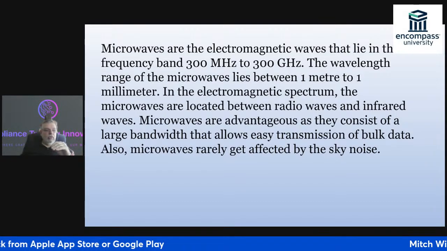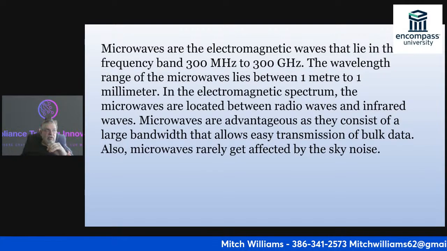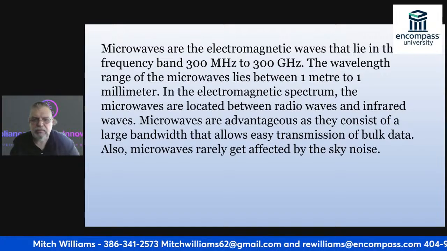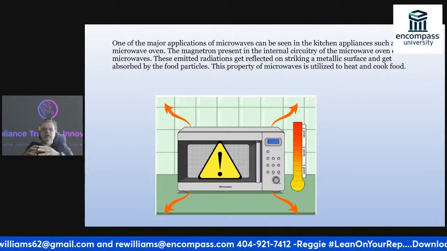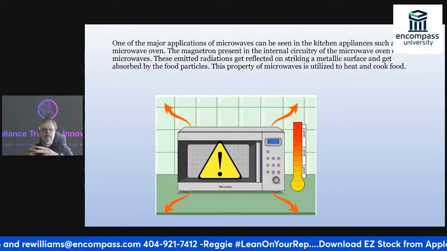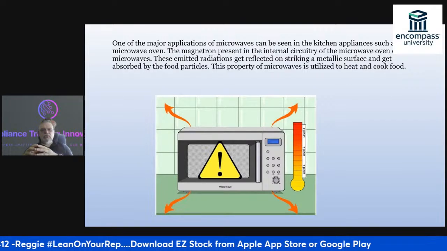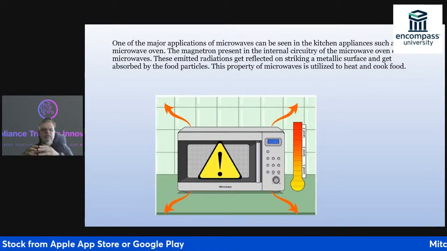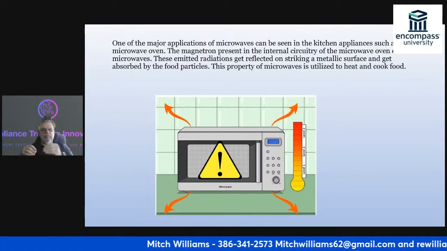So this is why a microwave does what it does. That's why they came up with the microwave. One of the major applications of microwaves can be seen in kitchen appliances, such as a microwave oven. The magnetron present in the internal circuitry of the microwave oven is the source of the microwaves. These emitted radiations get reflected on striking a metallic surface and get absorbed by food particles.